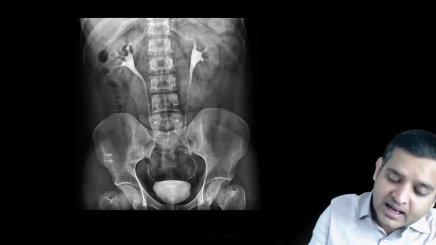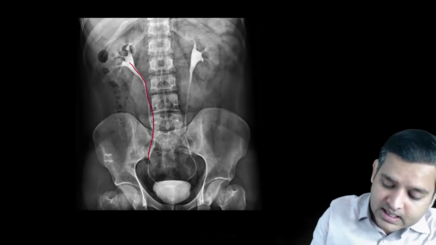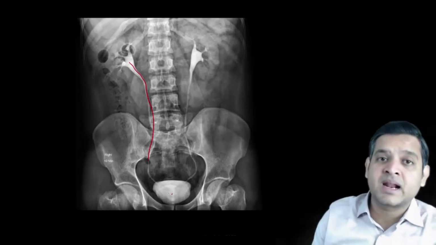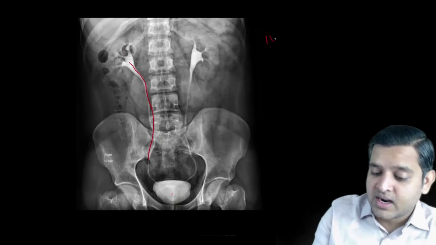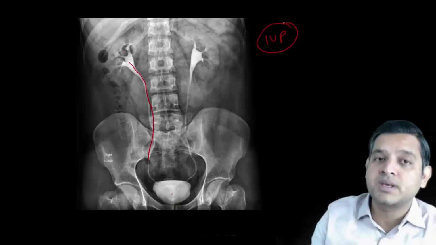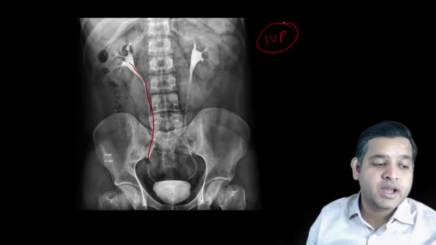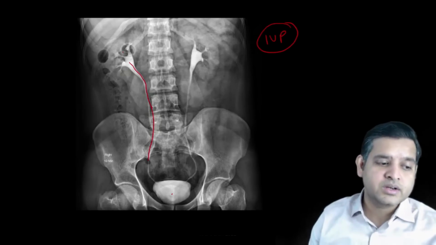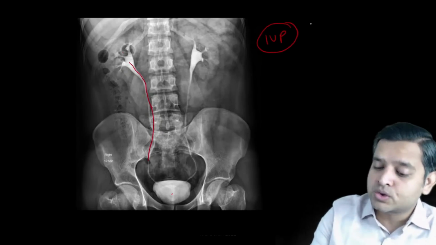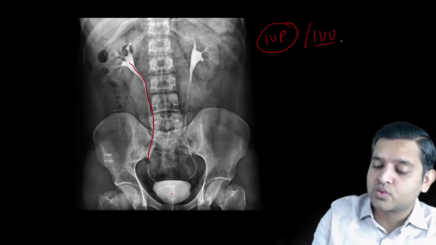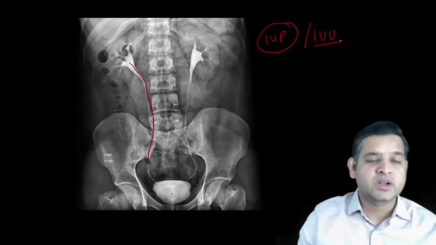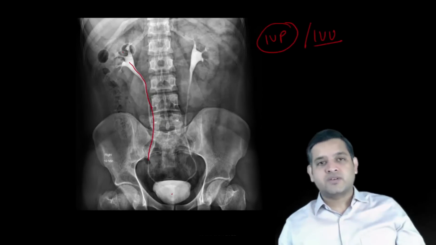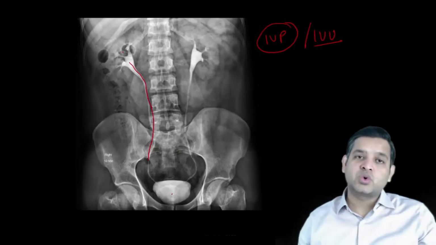Just identify where you see the dye. If you are seeing the dye in the kidney, ureter and bladder, please remember, this investigation has to be IVP. Now what is an IVP? Intravenous pyelography, also called IVU, intravenous urography.